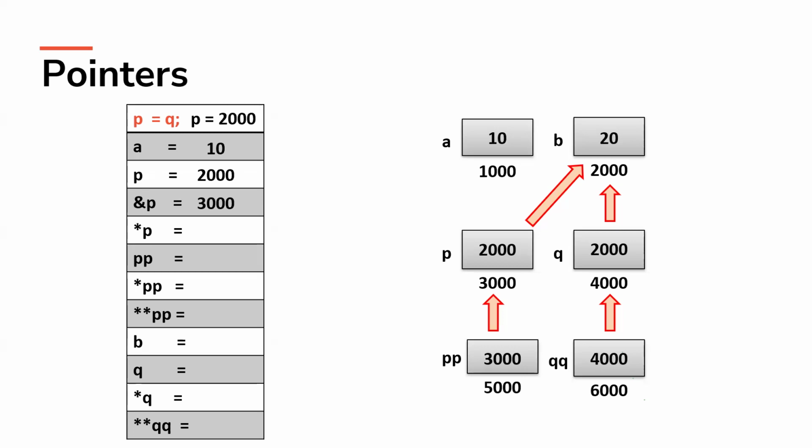Last time it was 20, but this time it is 10 because the address has changed. P is now storing Q, the same as that of Q. Address of B is stored. Okay. What is PP? 3000. Very good.